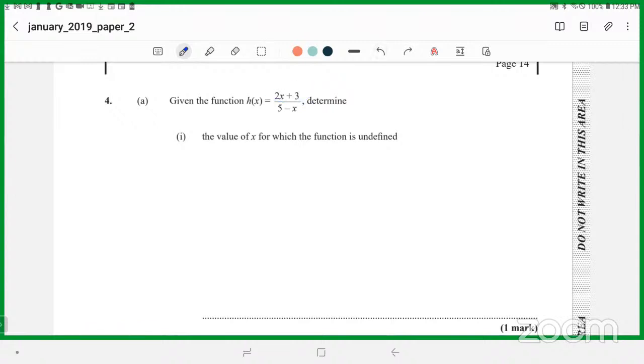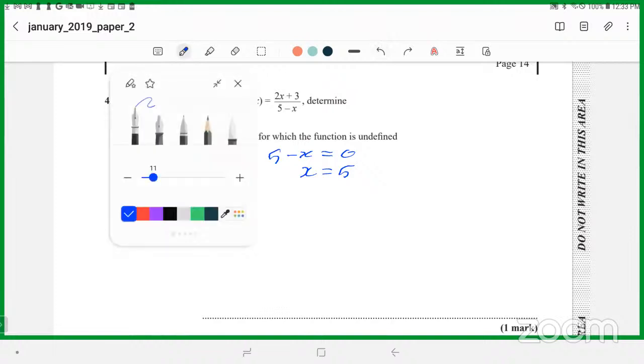Let's put it here. So you want to find x when it is undefined. So this is when the denominator, which is 5 minus x, equals 0. Has to be when x equals 5, because 5 minus 5 is 0. That's the answer for that.